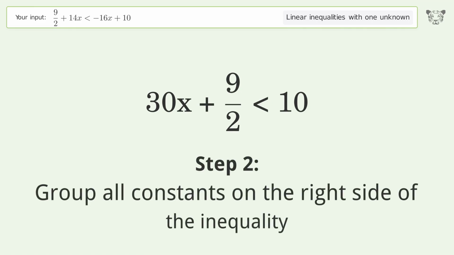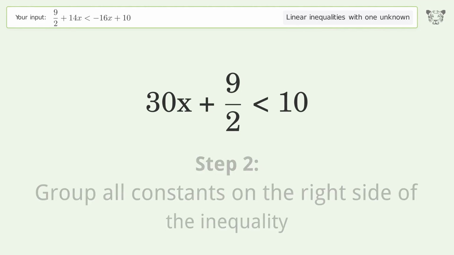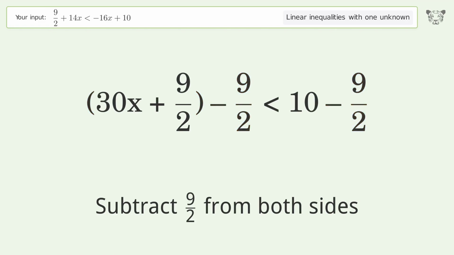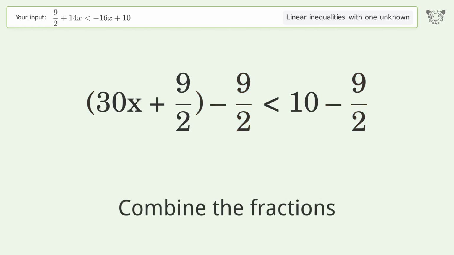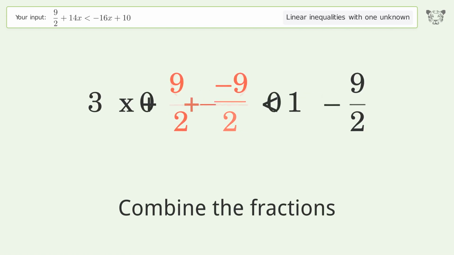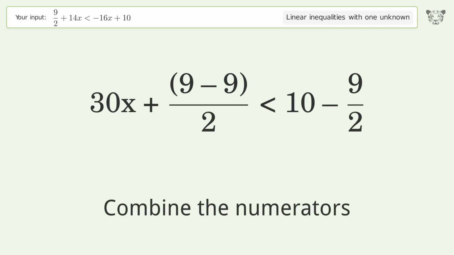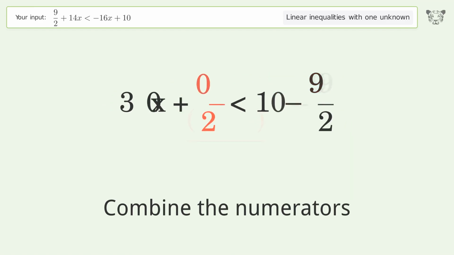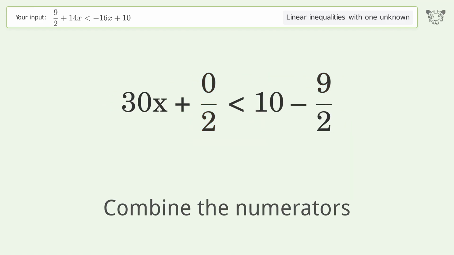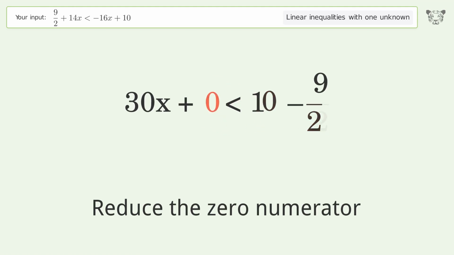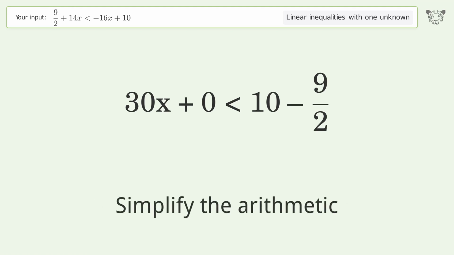Group all constants on the right side of the inequality. Subtract 9/2 from both sides. Combine the fractions. Combine the numerators. Reduce the zero numerator. Simplify the arithmetic.